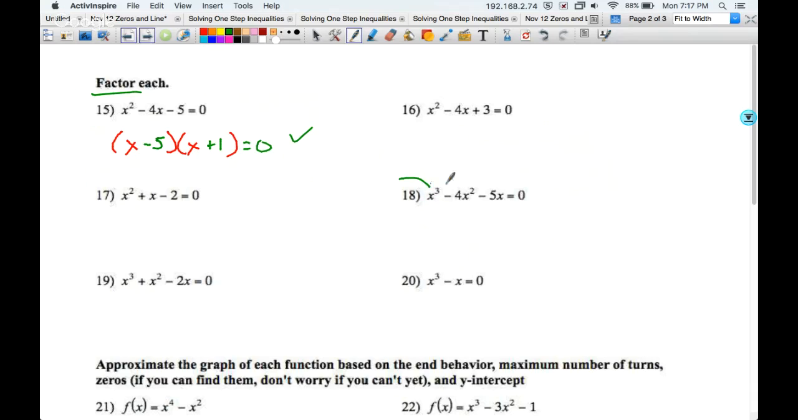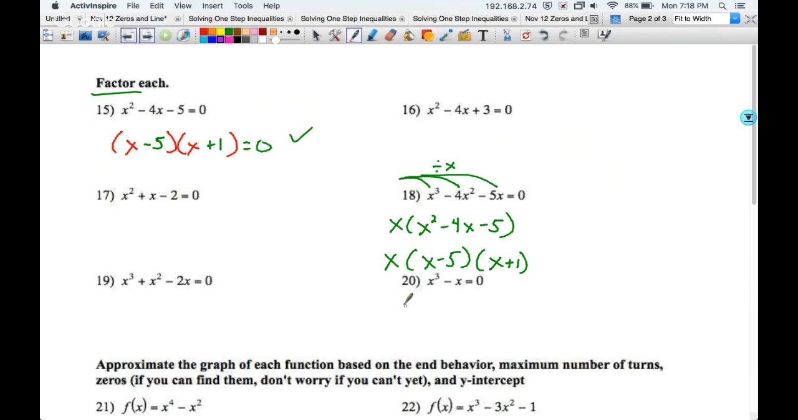Let's look down at maybe number 18, which has got a cubed term, but it's not that much more difficult because we can pull an x out of every single one of these terms and write it in front. So now I've got x times x squared minus 4x minus 5 after I divide an x out of everything. Now just do simple factoring on this. And man, that looks awfully similar to what we just did. You know, just copy down those two linear factors. And this is factored.